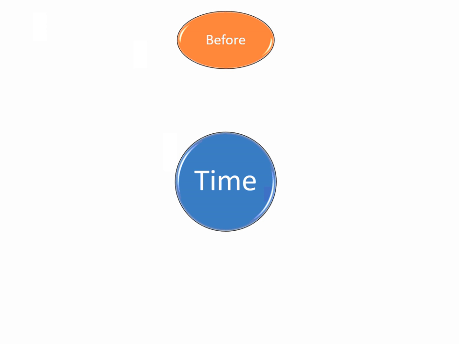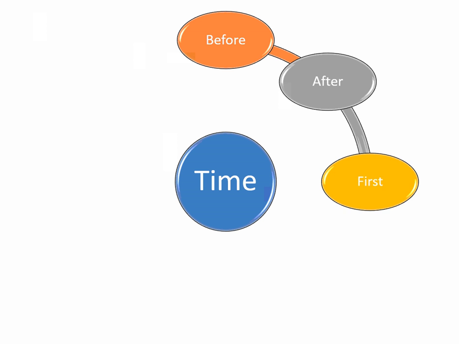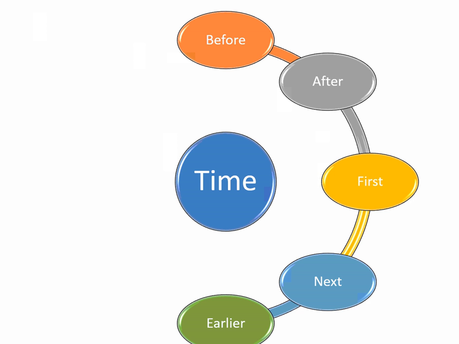first, before something else. Your next one, after. Well, that would be the second thing that happened. First, well, that's going to be the very first thing you did in a day. Next, you can use this pretty much at any time. You just can't use it for your first event. Earlier, so that's the same as before. Finally, it's going to be the last thing you did on your diary.